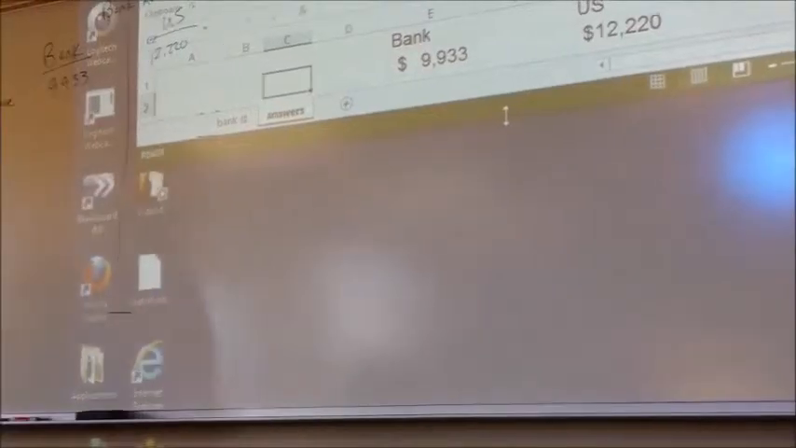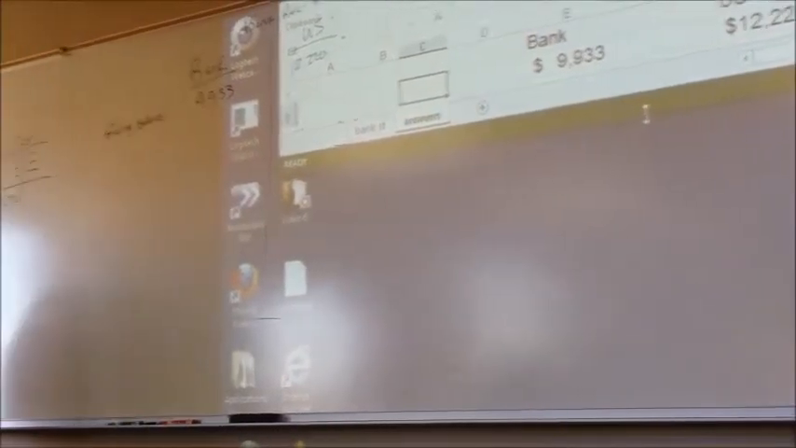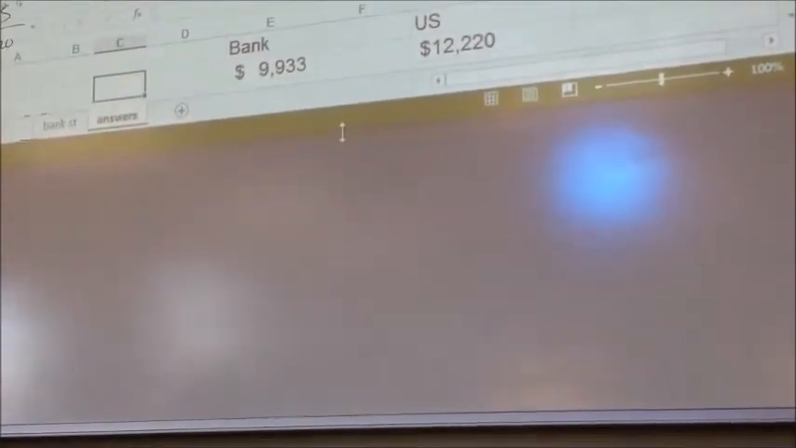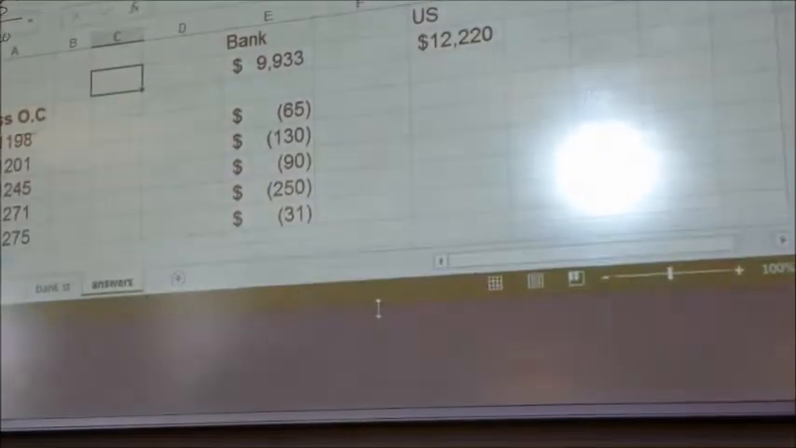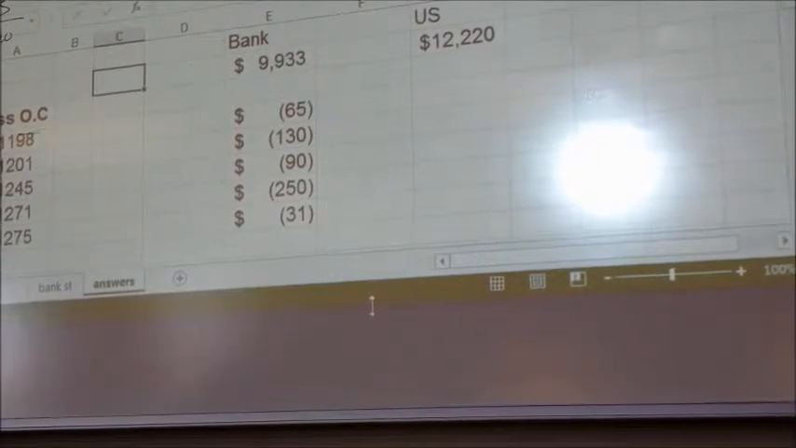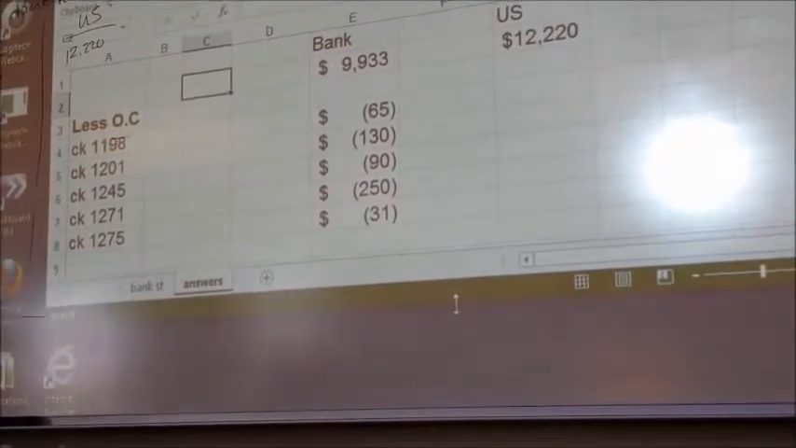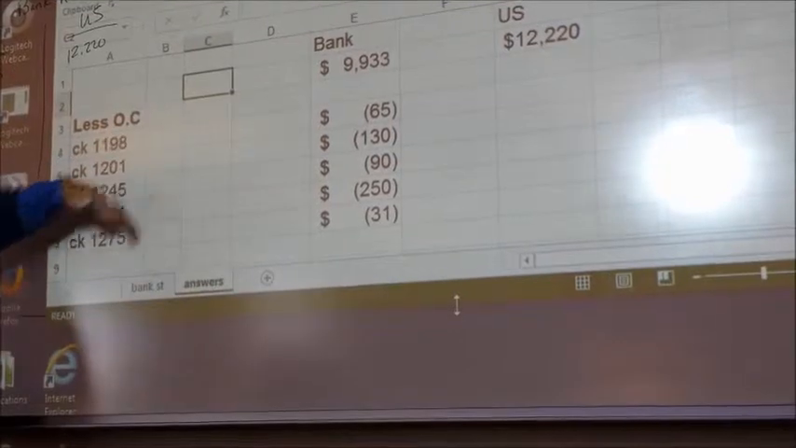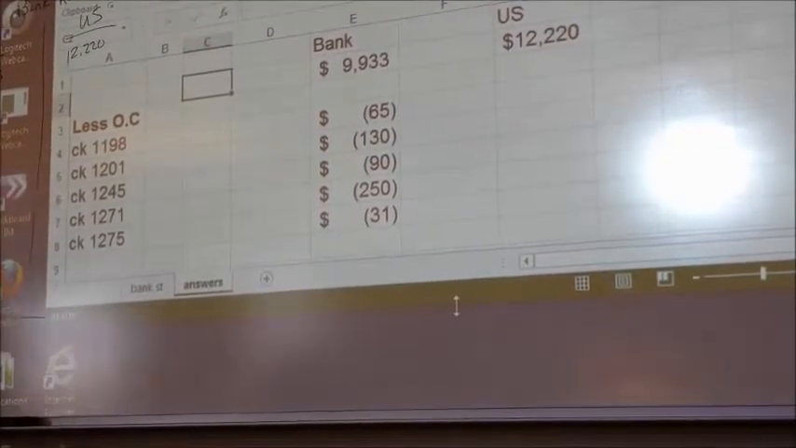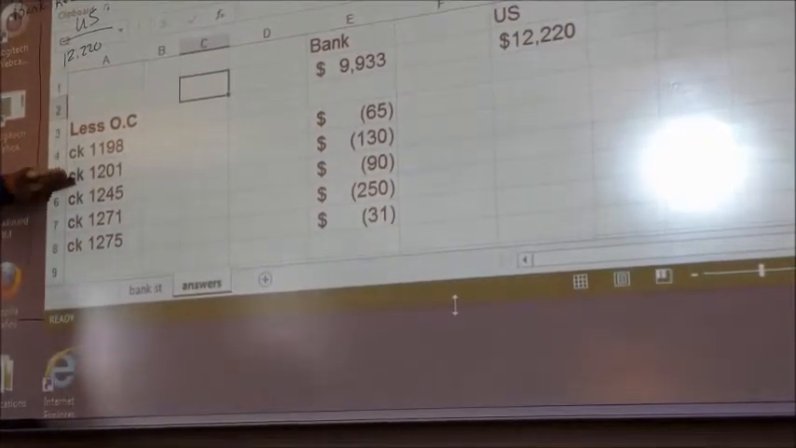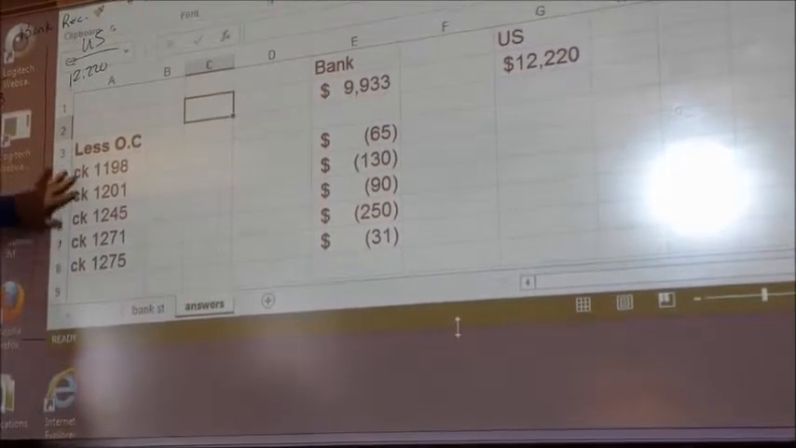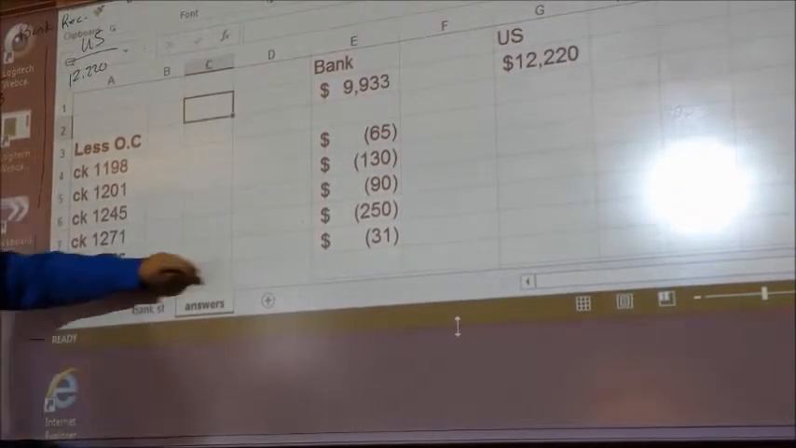How many outstanding checks did you come up with? 5. Anybody else get that? I got 5 too. This is how I would have started out. You could put your deposit in transit first if you want. I just put the outstanding checks. I just flipped it this time. So I listed each check by number that isn't accounted for on the bank. And I accounted for it here.